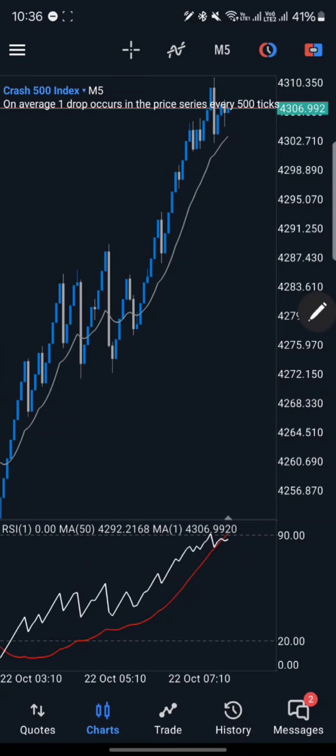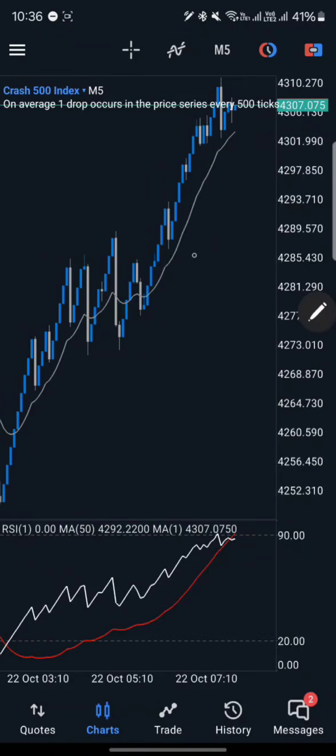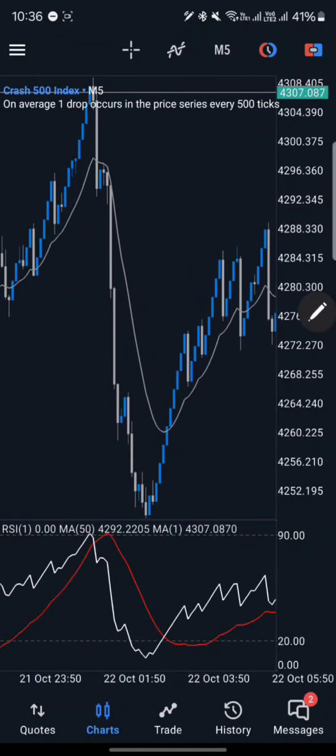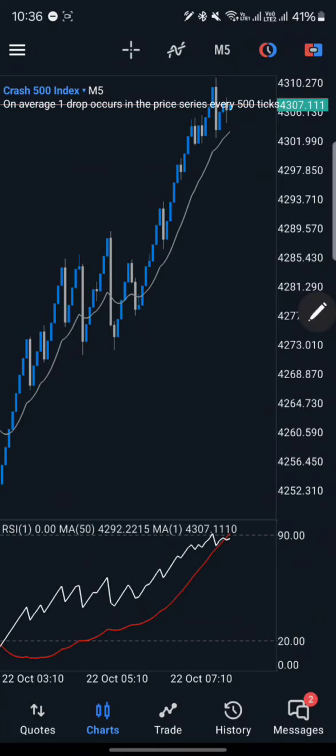So let's start. This strategy works on boom and crash. It's not just a scalping strategy, but a two-way strategy, which means we can buy on crash markets and we can sell on crash markets as well. We can buy on boom markets and we can sell on the boom markets.